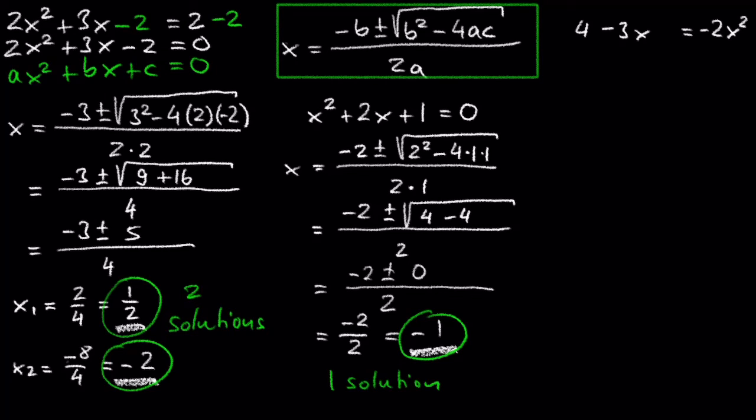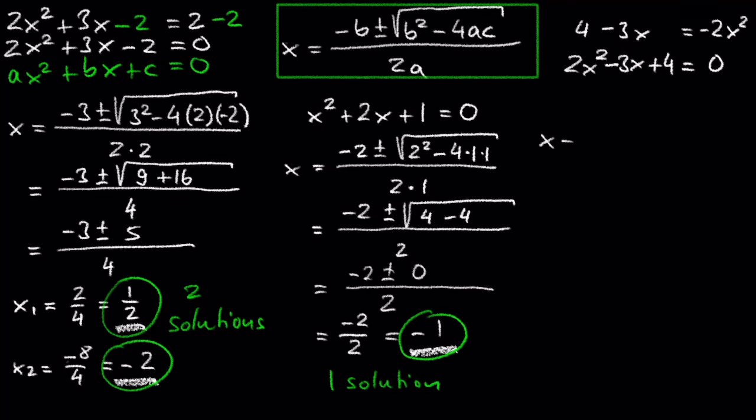Before we start plugging the numbers into our quadratic formula, we have to write the problem in the form ax squared plus bx plus c equals 0. Let's flip the 4 and the minus 3x first. Now add 2x squared on each side to get 2x squared minus 3x plus 4 equals 0. Let's plug in the numbers.